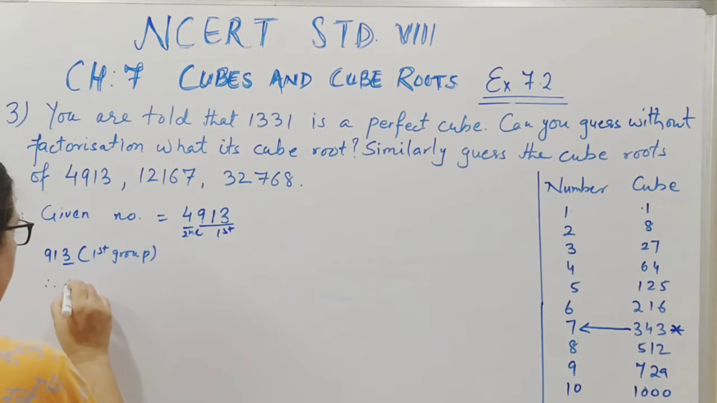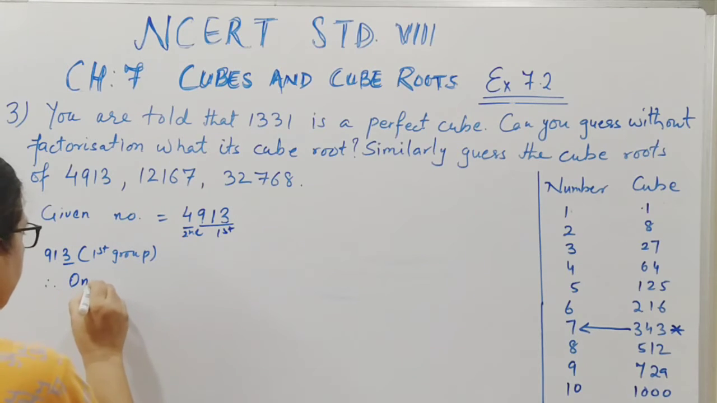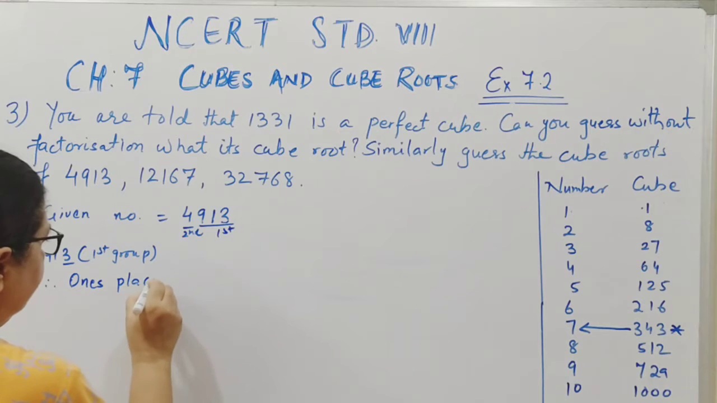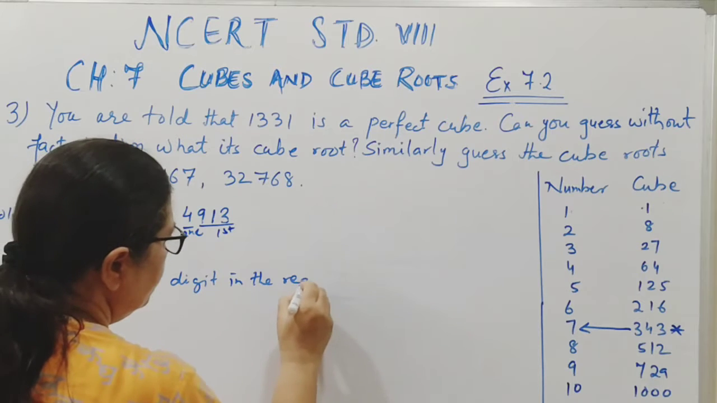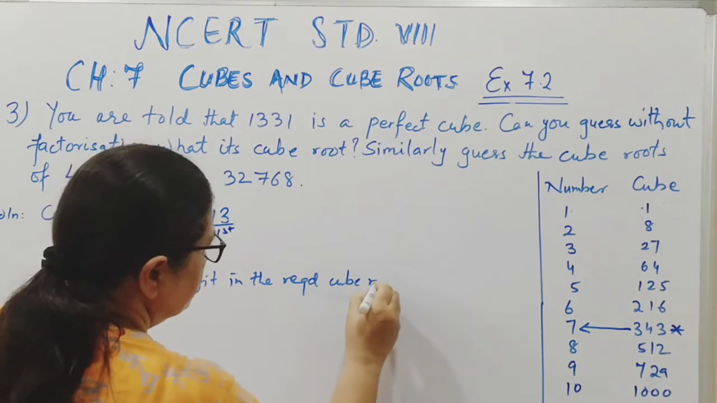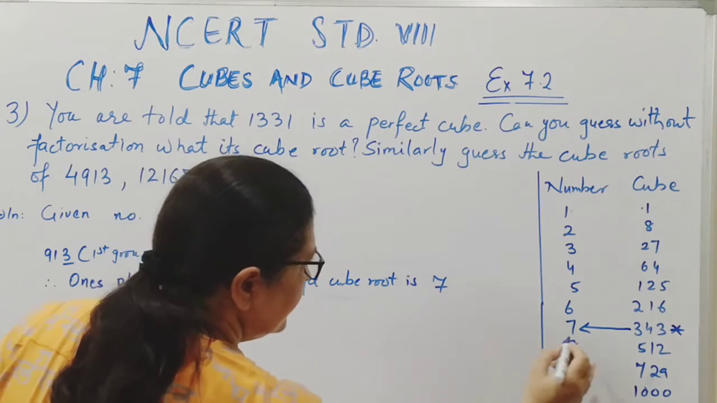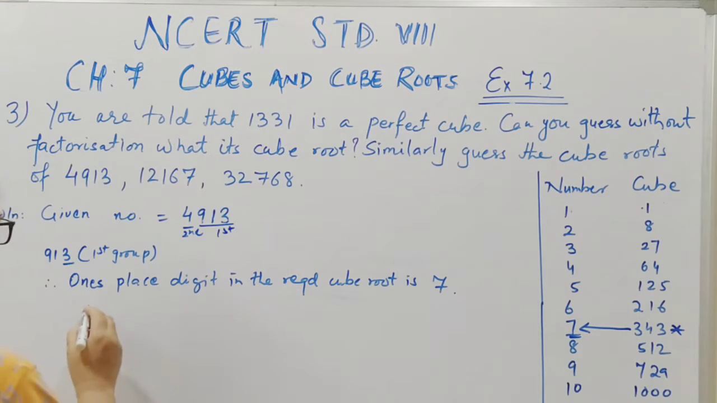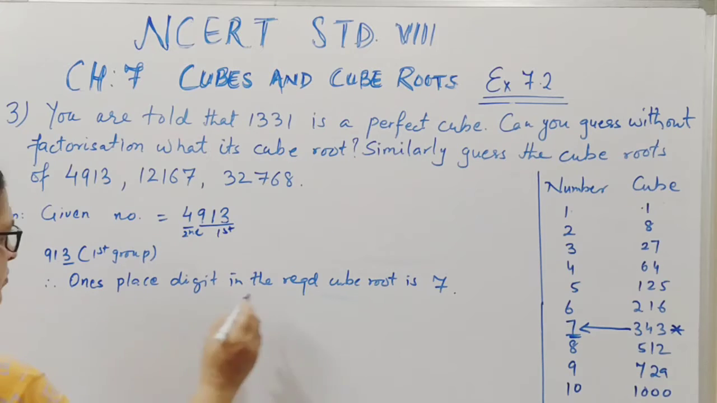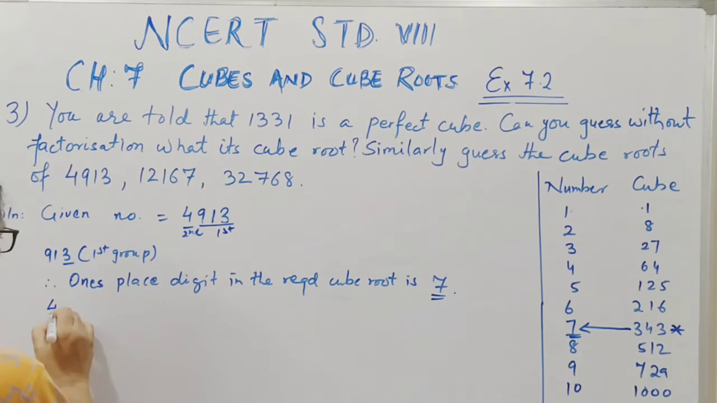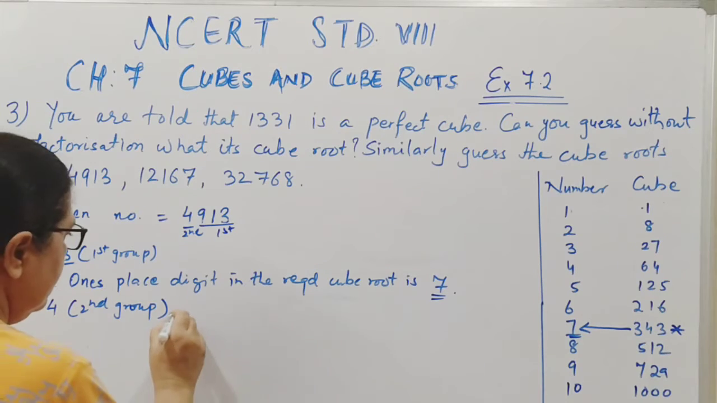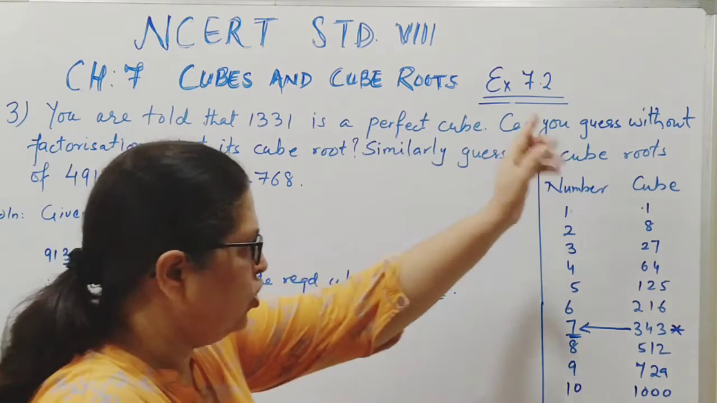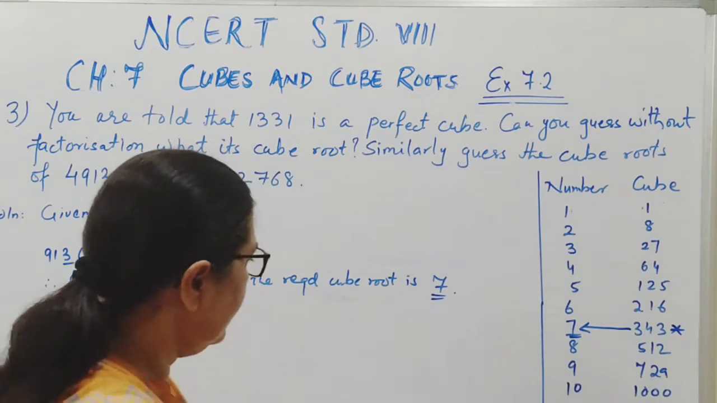Therefore, ones place digit in the required cube root is 7. We'll take this one. Now we'll take second group, that is 4. Now we'll check where 4 lies in the cubes. This 4 lies between 1 and 8.